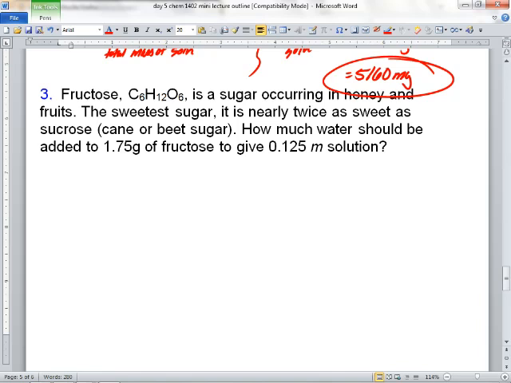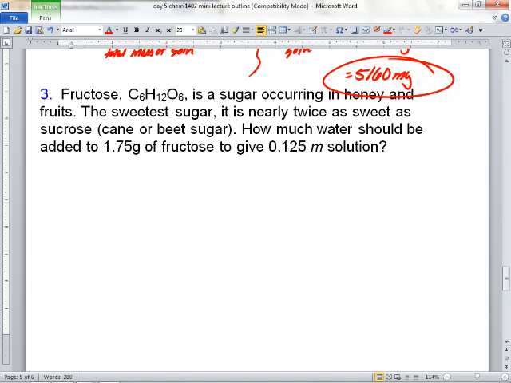So which equation are you using? Molality, the little m, not the big M. Hopefully you're using the little m. Right? Do you see what you have to do with the 1.75 grams?